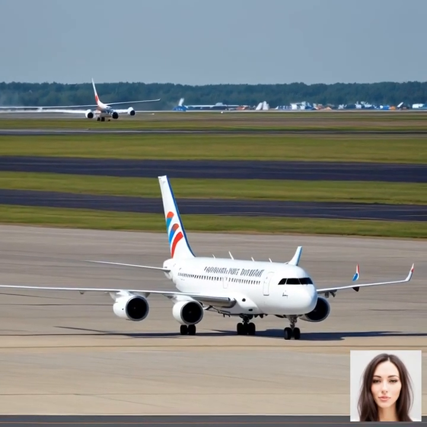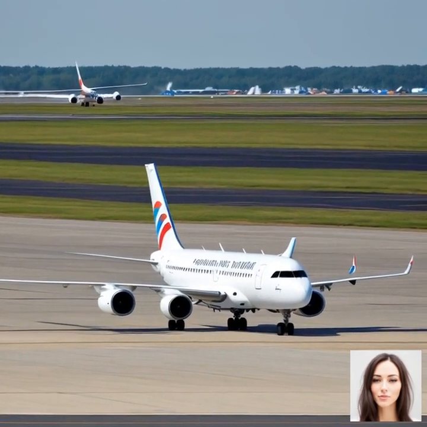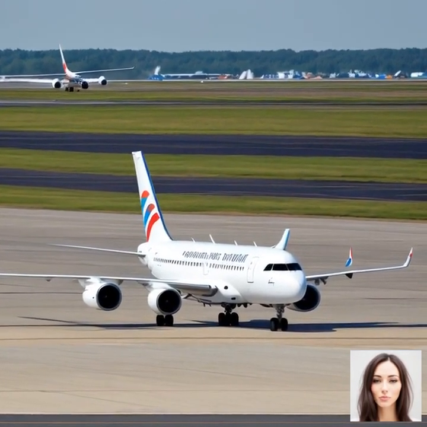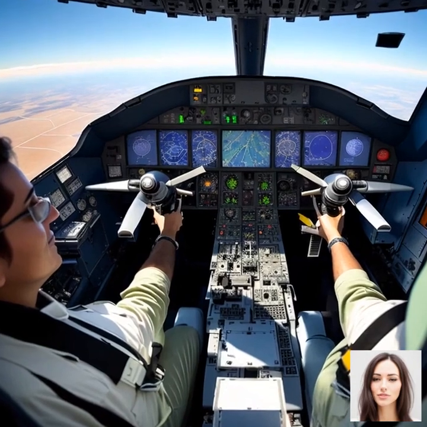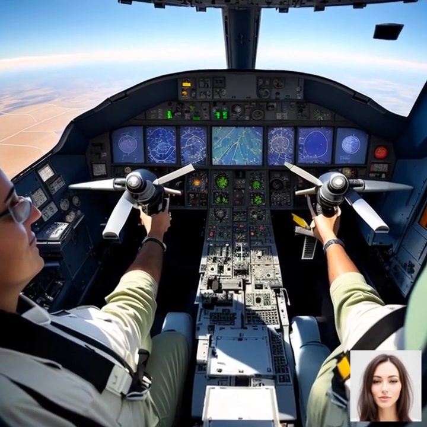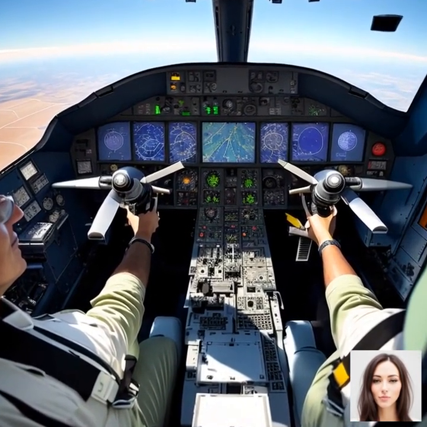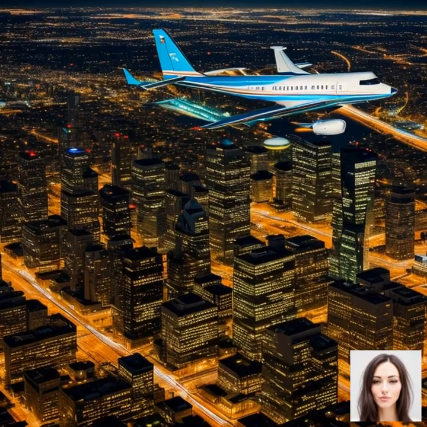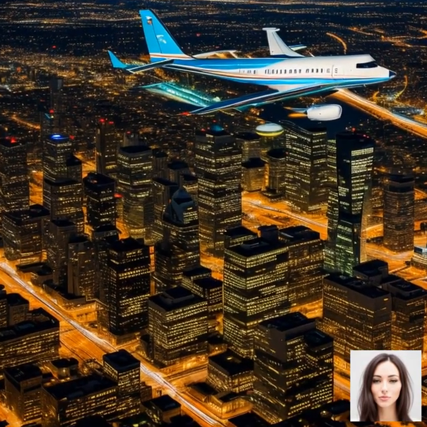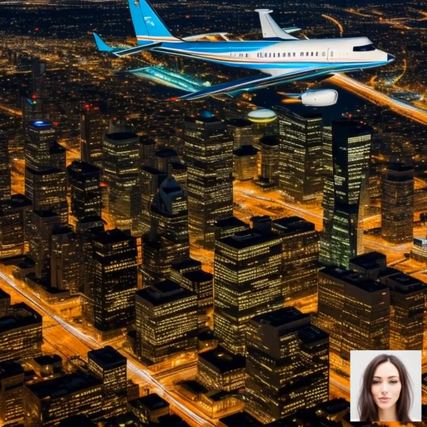In summary, aircraft control surfaces like ailerons, elevators, and rudders are essential components that allow pilots to manipulate the forces of lift, drag, and thrust to steer and stabilize the airplane during flight. Understanding the role and function of these control surfaces is crucial for both pilots and aviation enthusiasts alike.